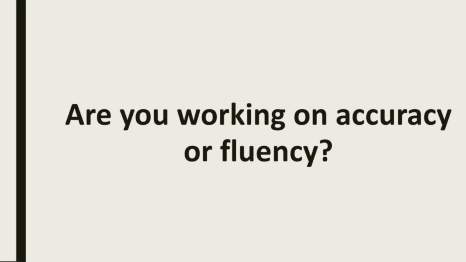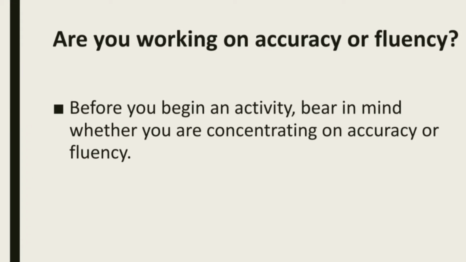Next is to recognize whether you're working on accuracy or fluency. Before you begin an activity, bear in mind whether you're concentrating on accuracy or fluency. For a class discussion, for example, fluency would be appropriate, because the important thing here is that students are expressing themselves and are thinking on their feet. However, if students have time to prepare a role play and are going to perform it, you may want to encourage accuracy. So the thing that you need to remember here as a teacher is to be clear of the aims of the task that you are providing your students, because with this you are able to recognize whether or not it is appropriate to give correction.